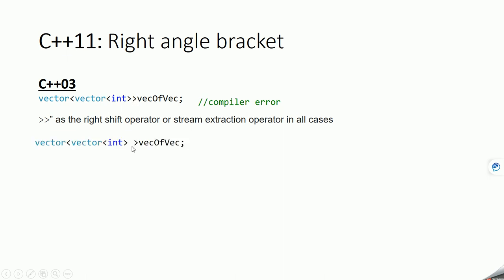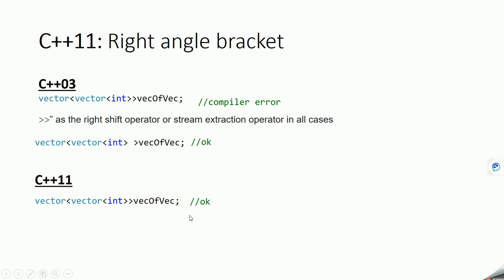right angle brackets. Okay, so now when you put a space between the right angle brackets, this will be okay in C++03. So now with the improvement in the C++11 parser, in C++11 we can write code like this, and this will not be treated as a compiler error in C++11. This is okay in C++11.